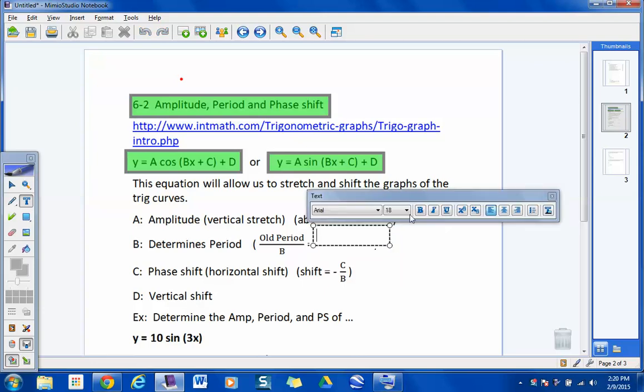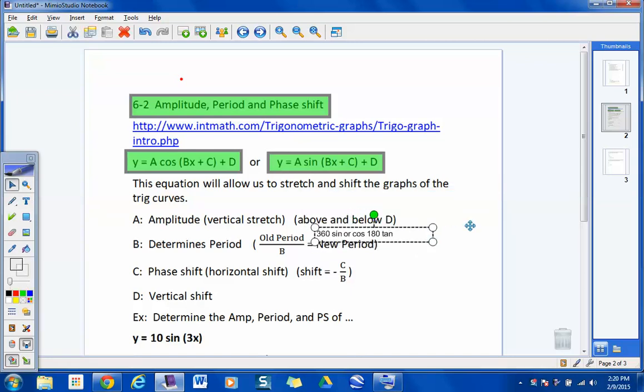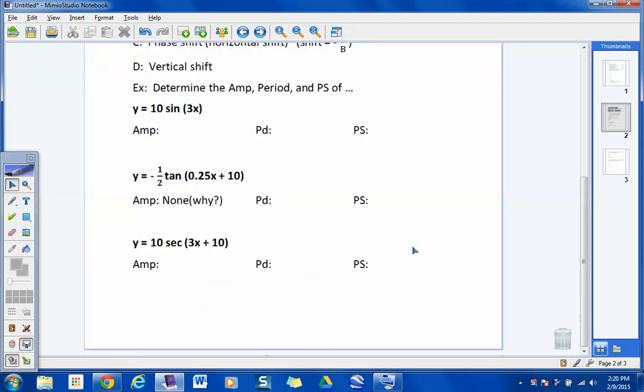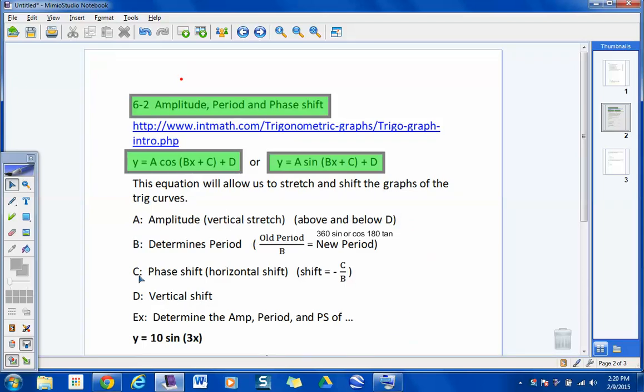This is typically every 360 for sine or cosine, and 180 for your tangent function. So you might want to write that in there. That old period value is typically that, okay? All right, let's say your C value right here, guys. It's a phase shift. Basically, instead of being a vertical shift, it is a horizontal shift. It's either moving the graph left or right.